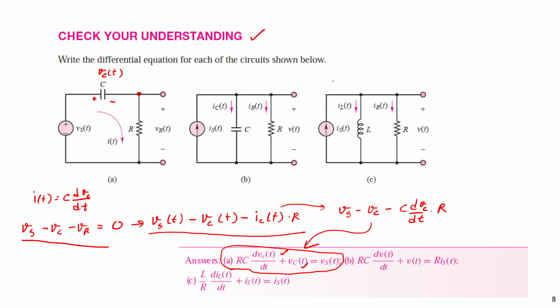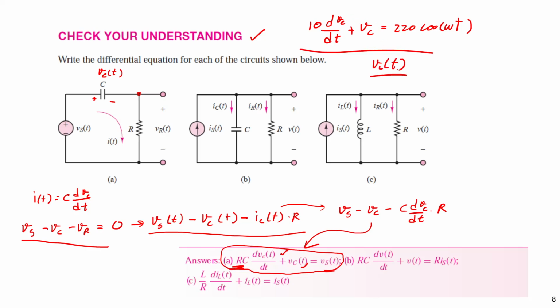So for example, if we know R and if we know C and we know the function, maybe 10 dVc by dt plus Vc equal to Vs. Vs may be 220 cos omega t, for example. So we can get Vc, right, in terms of function of time. Okay, I leave B and C for you to get how to get into this equation.